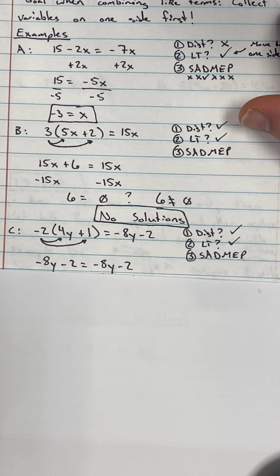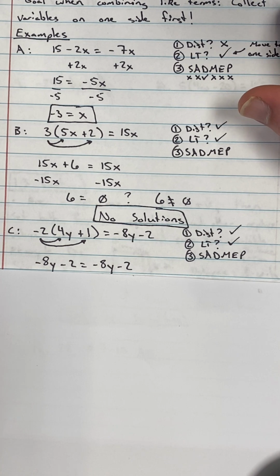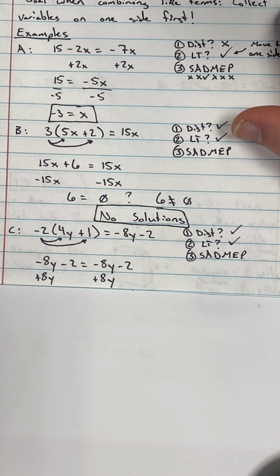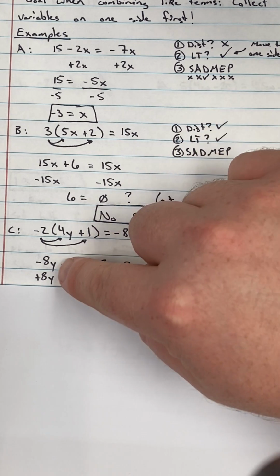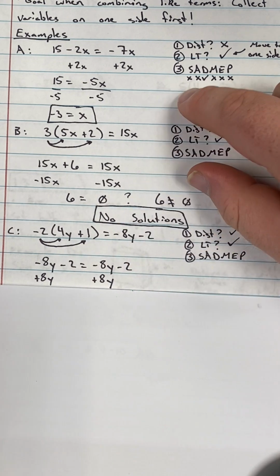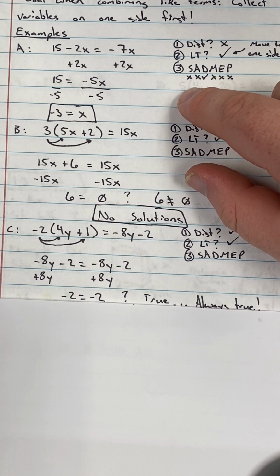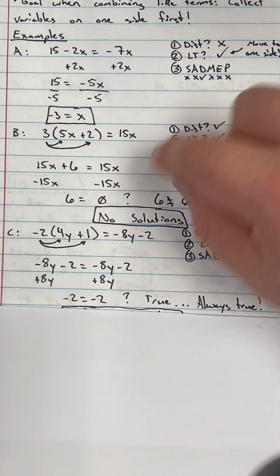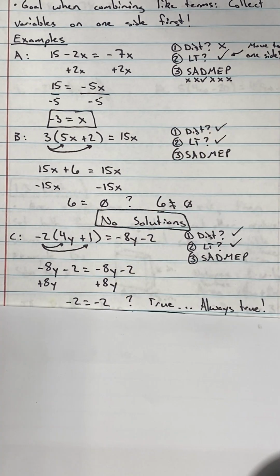So we end up getting this, negative 8y minus 2 equals negative 8y minus 2. Okay, and now we're going to move the variables like we wanted to before. I'm kind of focused on moving this one to this side, but when I do that, notice I also get these canceling each other out. This cancels out and this cancels out. But what I'm left with is the same number equal to each other.